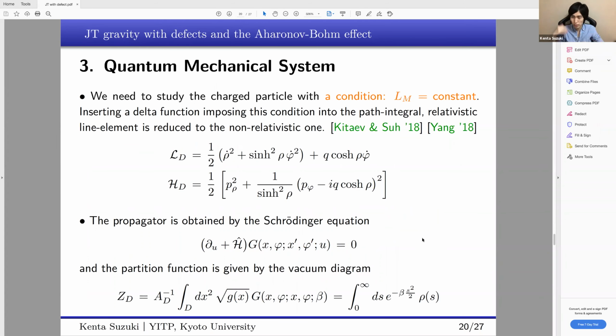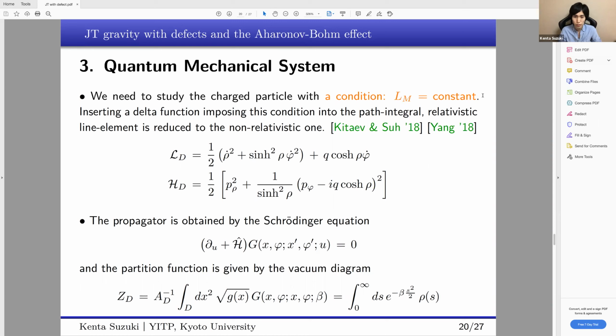So we introduced, we rewrote the boundary action in terms of action for a quantum mechanical charged particle. So now we would like to solve such a quantum mechanical system, but we haven't yet carefully accounted the boundary condition yet. So here we need to take account of a boundary condition.